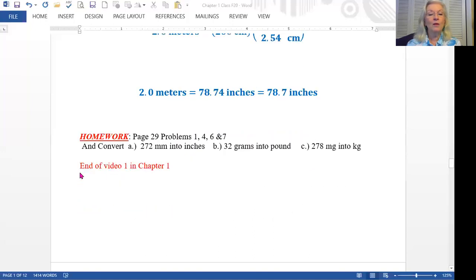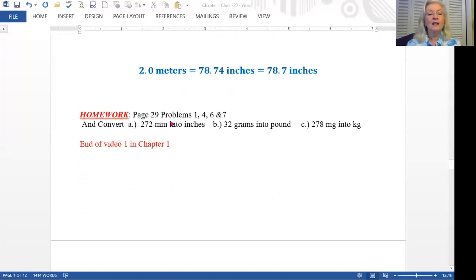There are some homework problems for you to look at. These are in the back of chapter 1 in your online textbook. In addition to that, you'll want to look at these 3 conversion factors. So we'll stop with this. You should work on your homework and your study guide questions, and then there'll be another video.